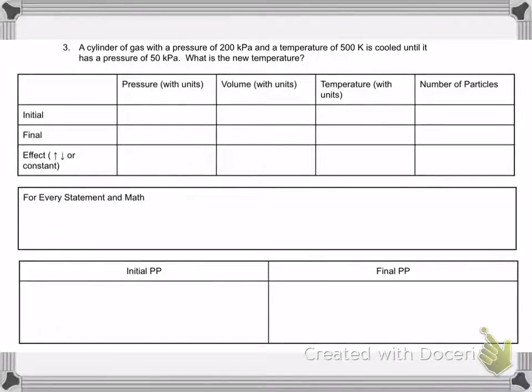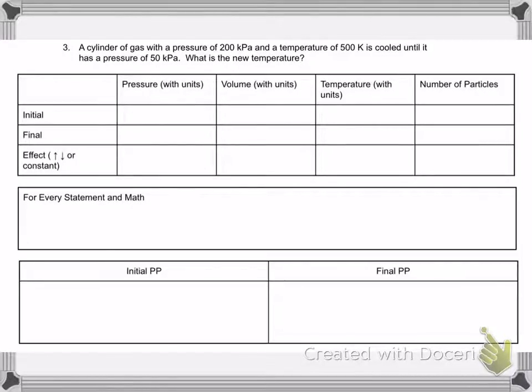This is a tutorial on how to solve problems involving the relationship between pressure and temperature. A cylinder of gas with a pressure of 200 kilopascals and a temperature of 500 Kelvin is cooled until it has a pressure of 50 kPa. What is the new temperature? You do have to know which units correspond to which variable. If you're not sure how to do that, please go back to your notes.